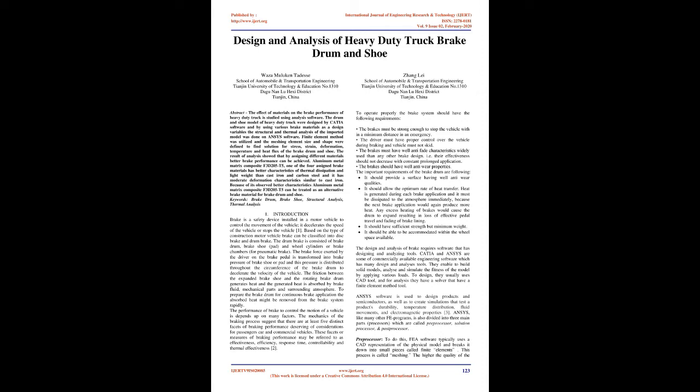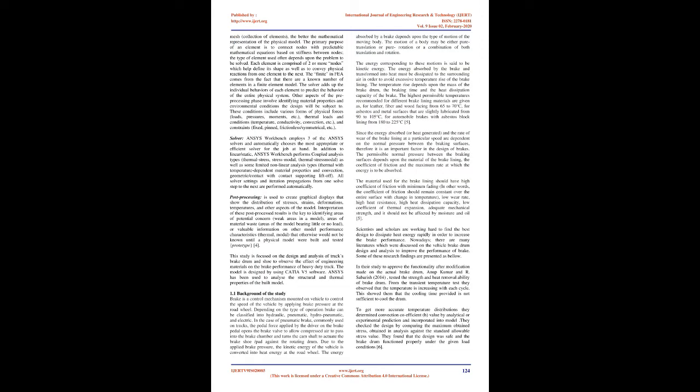The performance of brake to control the motion of a vehicle depends upon many factors. The mechanics of the braking process suggest that there are at least 5 distinct facets of braking performance deserving of consideration for passengers' car and commercial vehicles. These facets or measures of braking performance may be referred to as effectiveness, efficiency, response time, controllability, and thermal effectiveness too. To operate properly, the brake system should have the following requirements.